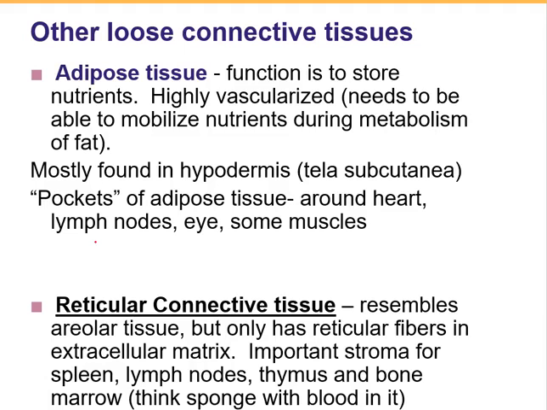The next loose connective tissue is reticular connective tissue, which resembles areolar tissue, but instead of having collagen fibers or elastic fibers, it mostly has reticular fibers in its extracellular matrix, and it is going to be found making the stroma for the spleen, lymph nodes, thymus, and also bone marrow.